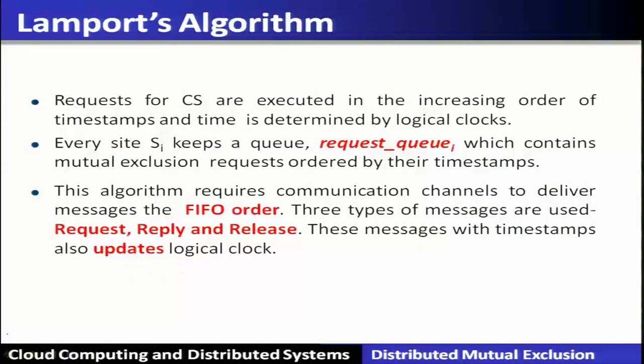Here the requests for the critical section are executed in the increasing order of the timestamp, and the time is maintained with the help of the logical clock, which is also called Lamport's clock. Now, here every site Si keeps a queue, called request queue i, which contains the mutual exclusion requests ordered by their timestamps. This algorithm requires the communication channel to deliver the messages in FIFO order.